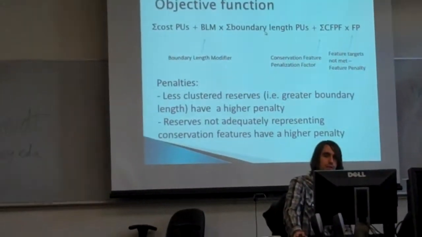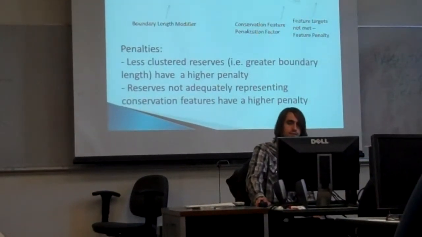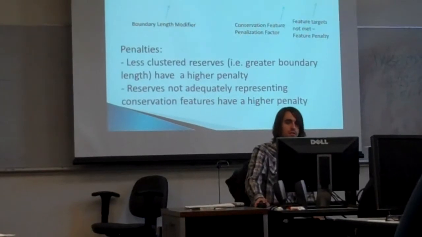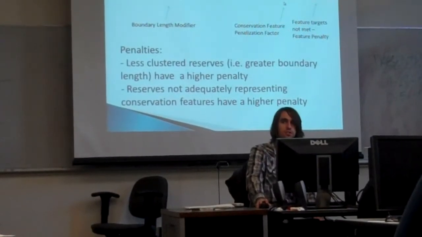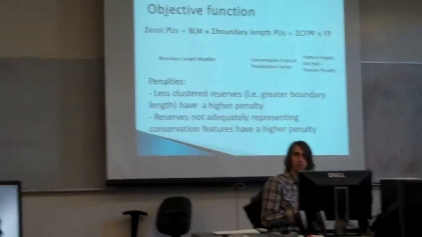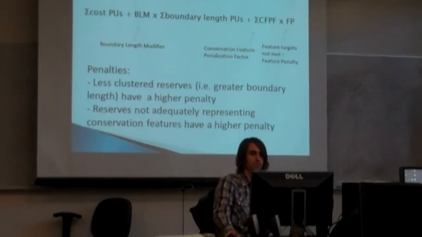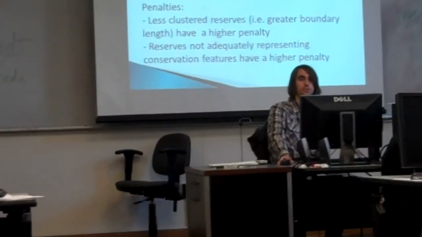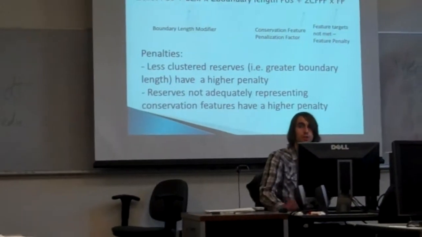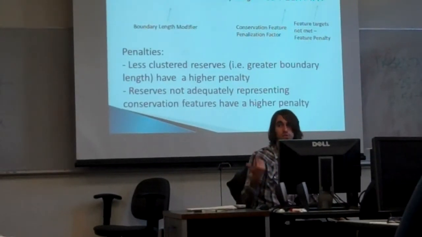And then the third function that we have is basically what's termed the feature penalty. That's this term right here, which is multiplied by a conservation feature penalization factor, this term. And it's the sum of all of these for all of the different features. So if you think about, we have a given feature target, like we want to protect, say, jaguars. We have a feature penalty if we don't protect jaguars. And the feature penalty is the same for all species. So you have the same feature penalty for not protecting jaguars as you do for not protecting pigeons or something, right?